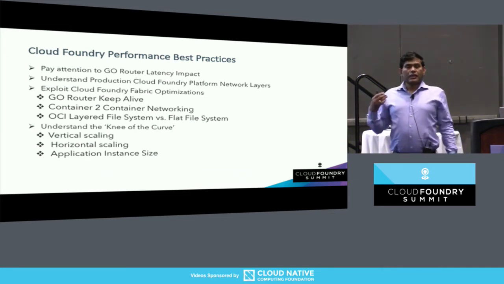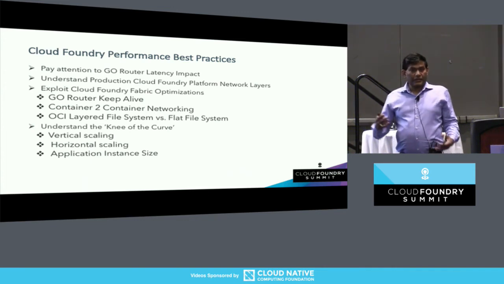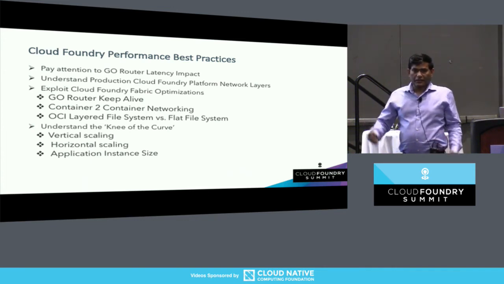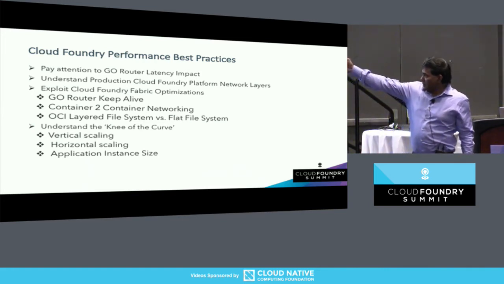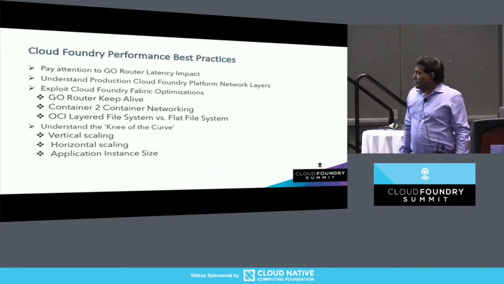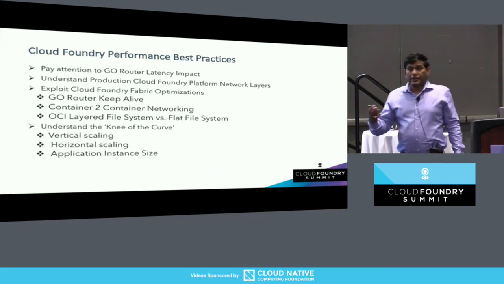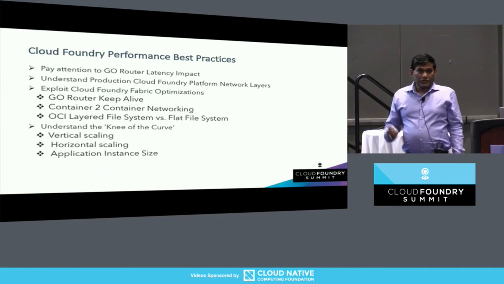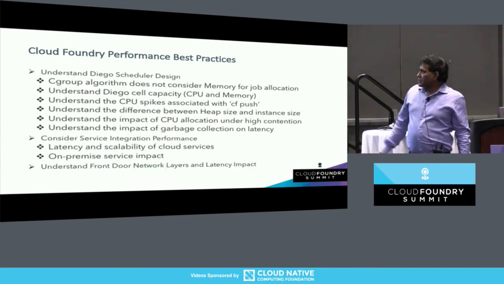So each time you do a CF push, if it is a Java application, you will see a significant spike, because the bigger the droplet size, the bigger the spike is going to be. So those are some of the things, and we have a new feature in Cloud Foundry, just in 279, I think it's resolved. It's there in OCI, called the OCI layered file system. Basically, the buildpack mechanism now uses a layered file system like Docker rather than a flat file system. So that will actually reduce these CPU spikes. So things like that, you need to look into.